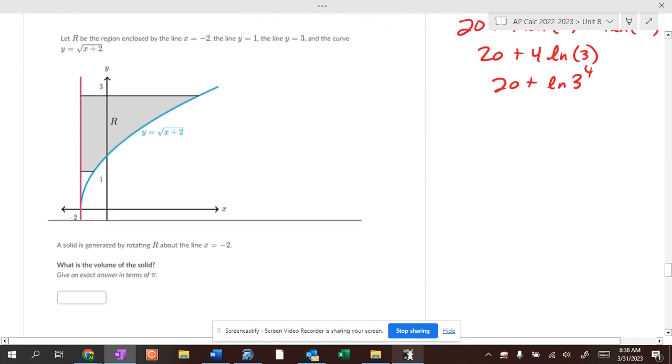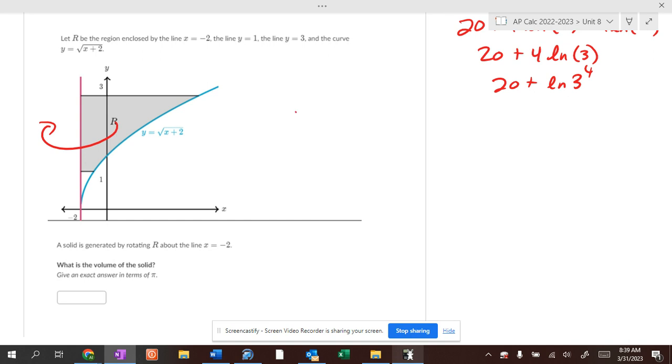Let R be the region enclosed by x equals negative 2 and y equals 1 and y equals 3 and the curve y equals that. We're going to rotate it about the line x equals negative 2. We're rotating around a vertical line. It is the disk method around a line that is not an x-axis or y-axis. So we basically subtract the difference between those two.